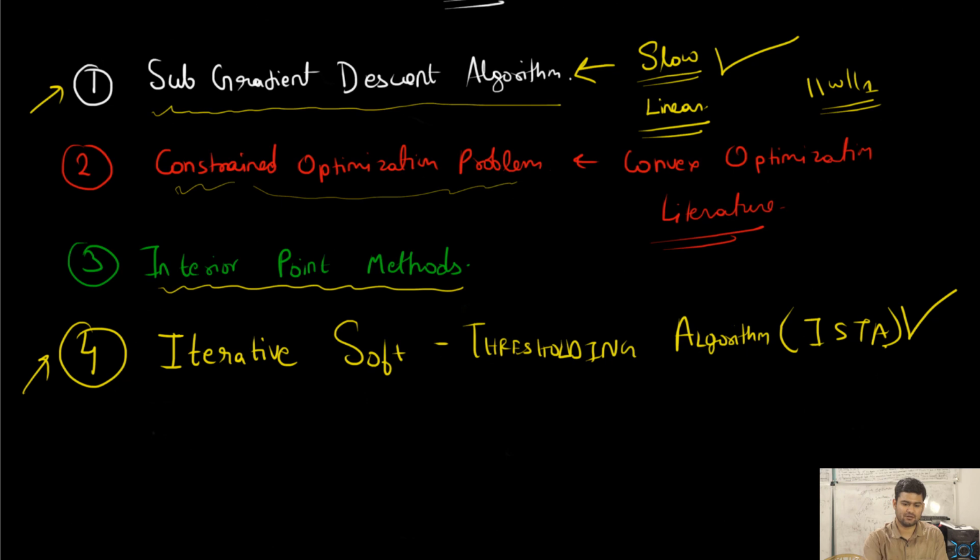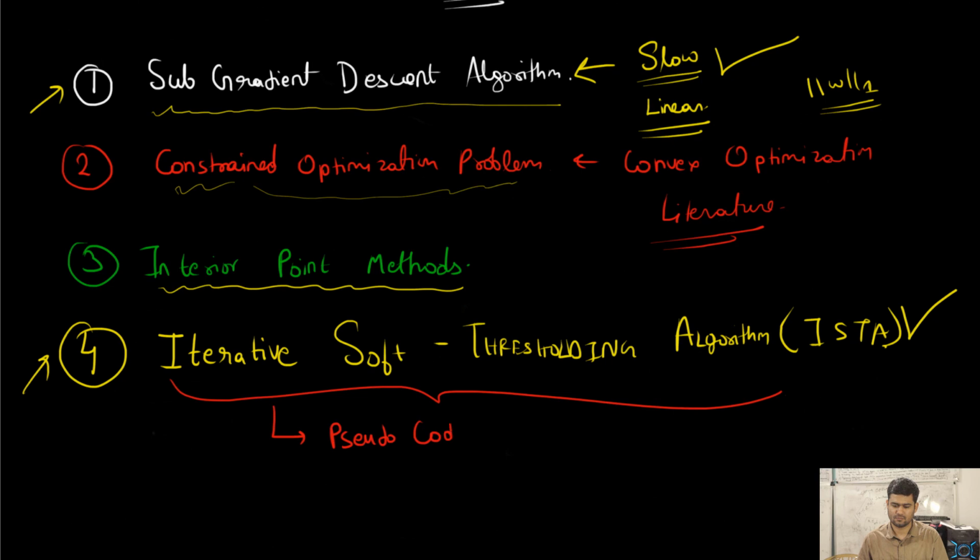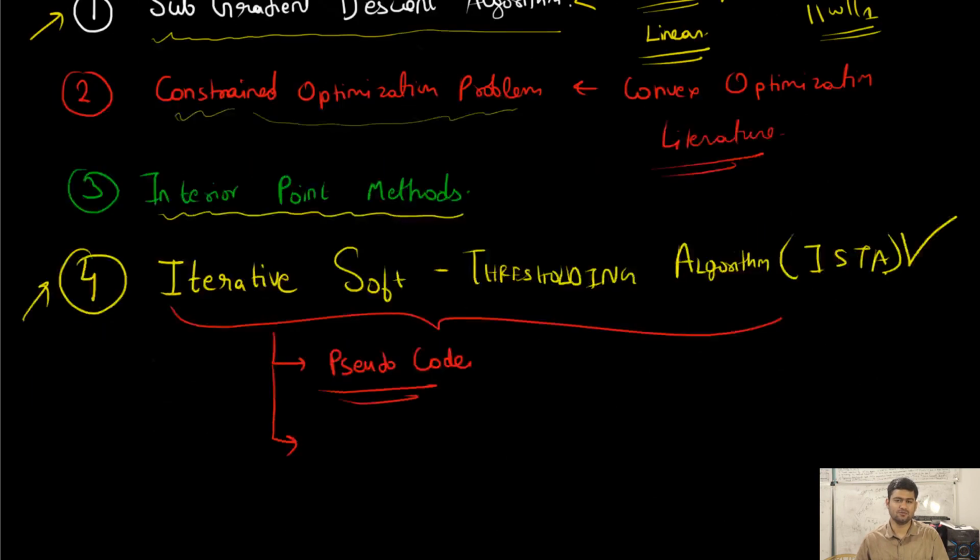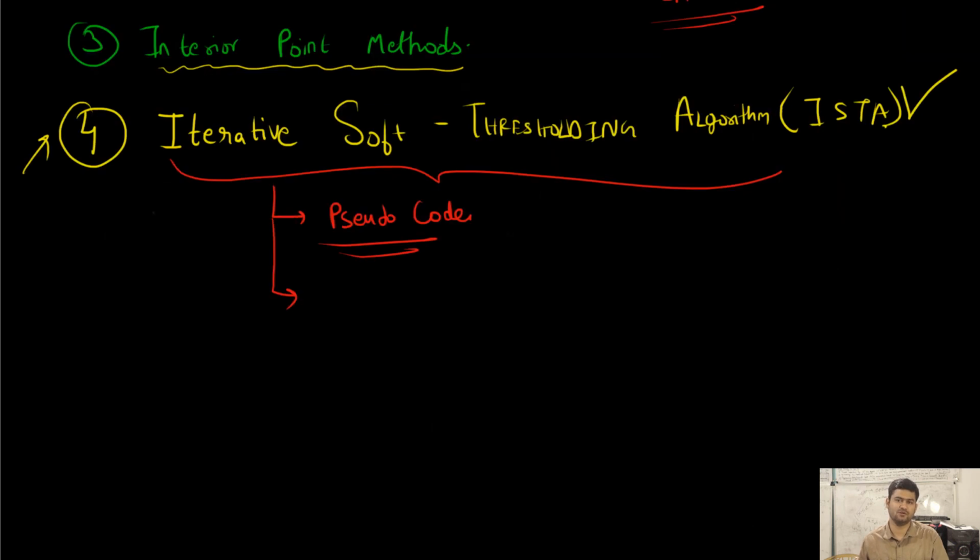Iterative soft thresholding algorithm, on the other hand, we can just give you pseudocode to implement this. And for those who are interested, for example, one day if you want to develop your own optimization algorithm, for example, if you know anything about deep learning, there's a high chance that you might have heard of algorithms like RMS prop, Adam optimizer, and various other algorithms, right?